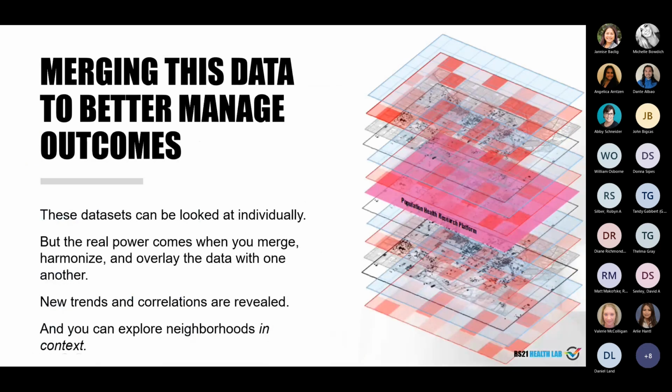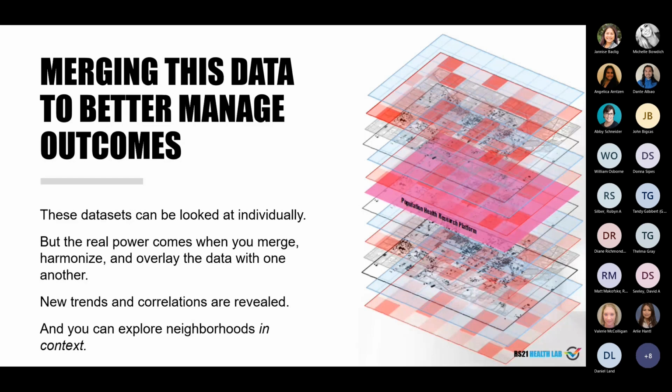Now, I talk a lot about this data and I talked about them separately, as separate little buckets. But what I want to tell you is that merging all of this data together is when the power really comes to life. All of these data sets that we talked about can be looked at individually, and typically they are. So I may go to the census website, download some social determinants of health, and I might be looking at them by zip code.